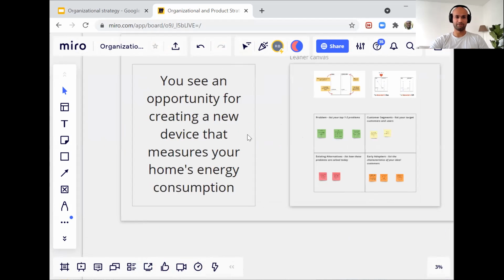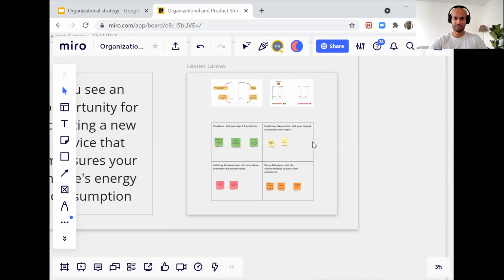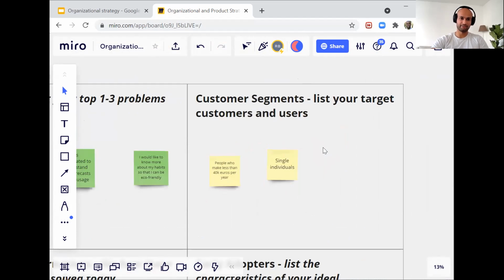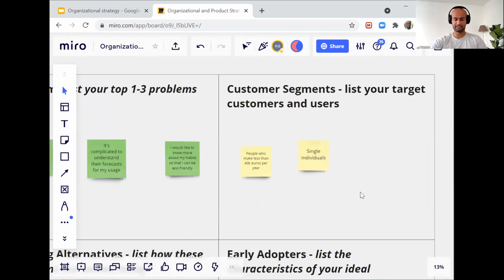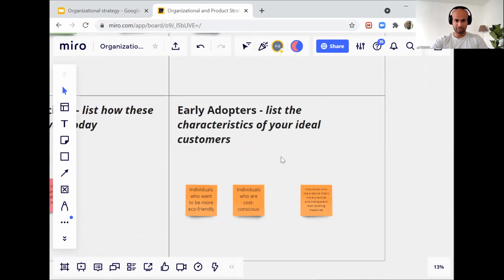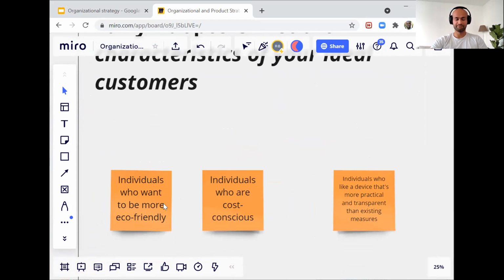So in our example of creating a new device that measures the energy consumption at home, that could look something like this. For our customer segments, we have single individuals, people who make less than 40,000 euros per year. These are the people that we want to target because they're more likely to get a device like the one that we want to offer. Some of the early adopters could be people who want to be more eco-friendly, people who are more cost conscious, and people that want a device that's more practical and transparent than some of their existing measures.